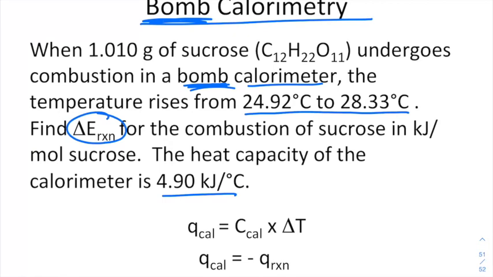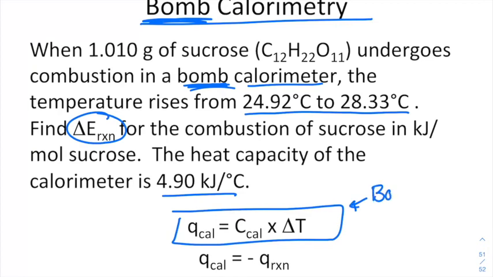All right, so when you're doing bomb calorimetry, the C is always about the calorimeter. It's never about the substance. And we have a slightly different formula. So rather than Q equals MCAT, you're using Q equals CAT. And this is for bomb calorimetry only. So that's why you need to look out for this word bomb that will be in your problem. So here, the Q for the calorimeter, the heat gained by the calorimeter, is going to be C, which is the heat capacity of the calorimeter, times the change in temperature.